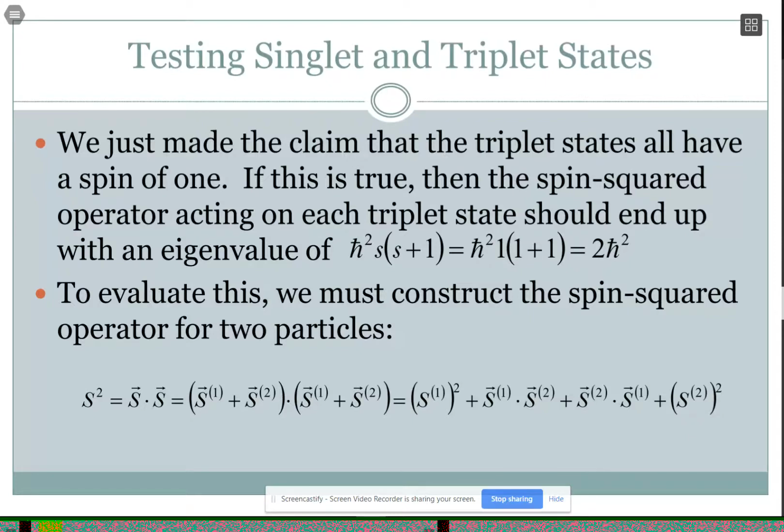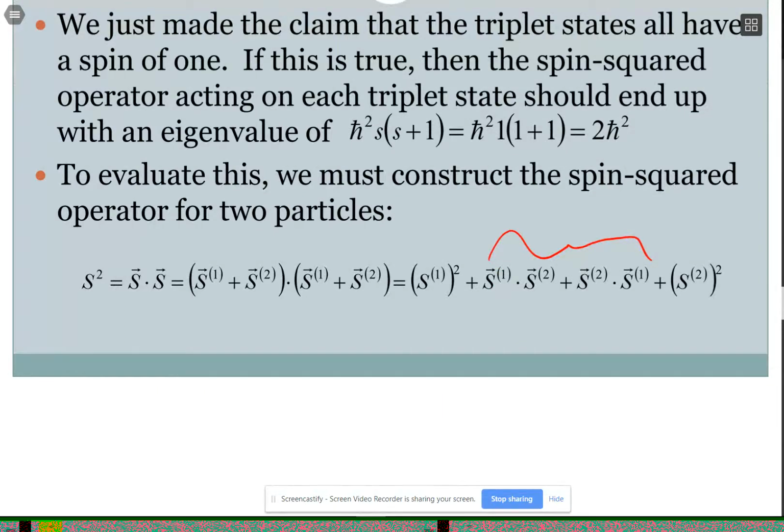Now, these here, because 1 does not affect 2, you can combine those together. So that will give you 2S1 dot S2. If I remember correctly, I didn't think I'd get this far in my lecture, so my preparation ended with the last slide.